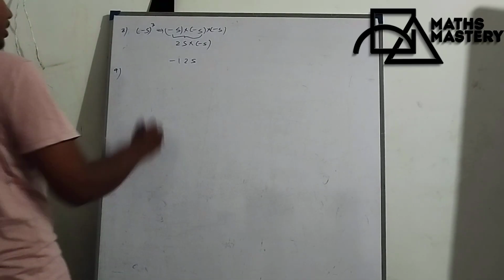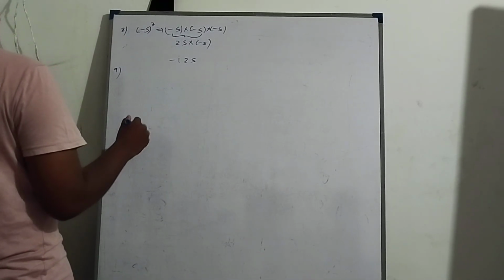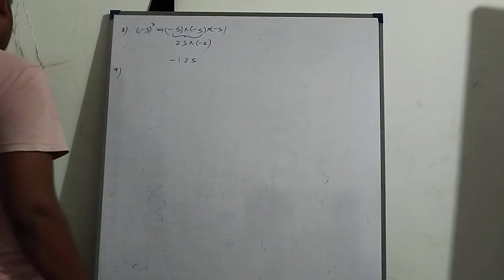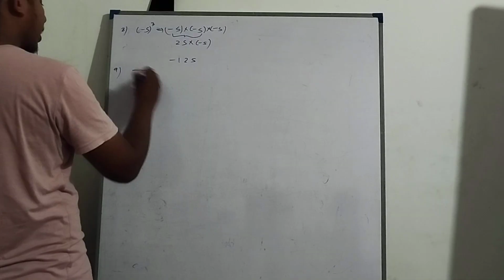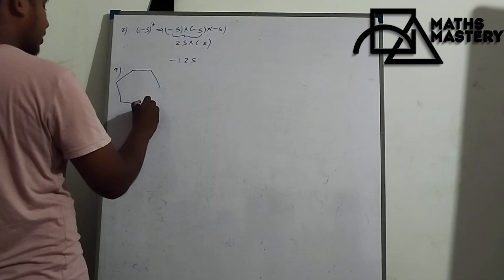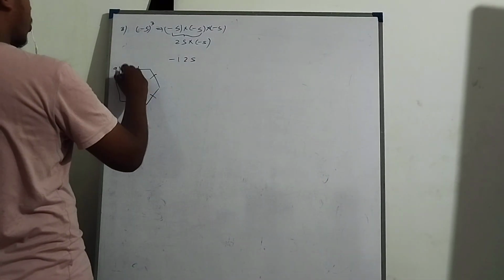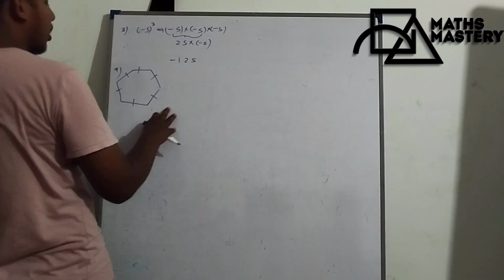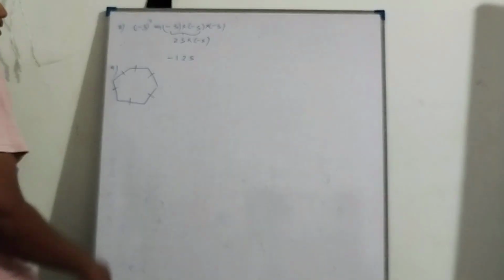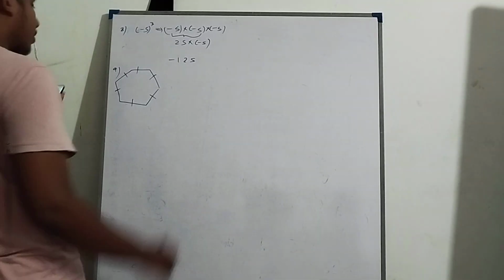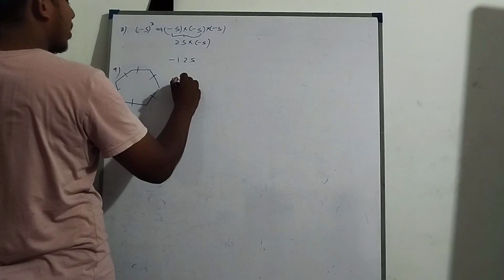In a regular hexagon, how many symmetrical axes? And in part 2, they are asking to find the order of rotational symmetry. Okay, so they are asking about a hexagon. What is a hexagon? A hexagon is a figure which contains six sides. So in a regular hexagon, all the sides and all the angles are equal. Now since all the sides and all the angles are equal in a regular hexagon, and there are 6 sides, we can tell the symmetrical axis is how much?